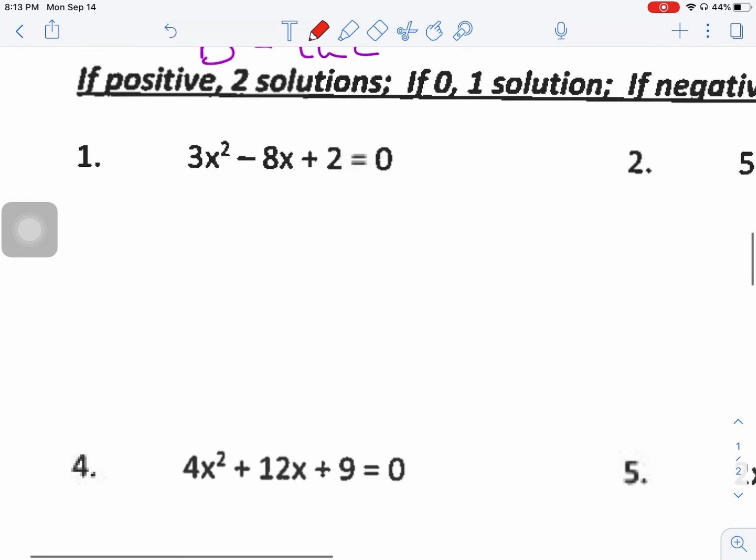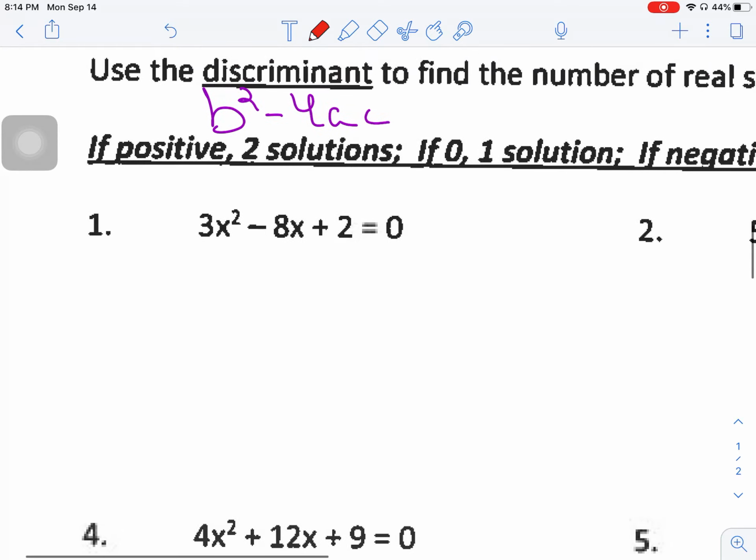So here we go. Example number 1: we've got 3x squared minus 8x plus 2 is equal to 0. That is in standard form. Awesome. So I've got my b value of -8 squared minus 4 times 3 times 2.